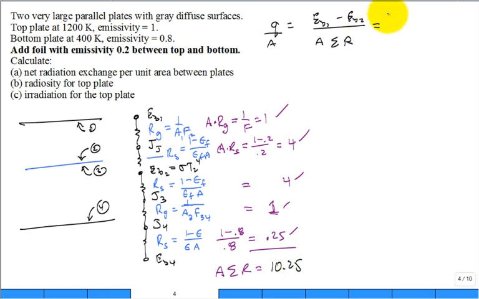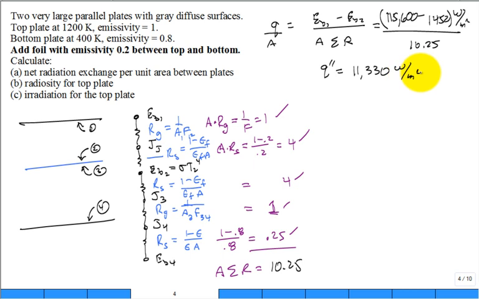So what we have is the same black body emissive potential for surface 1, which was 1200 Kelvin, which is, looking at my notes, 115,600 minus the, what is it for the bottom? 1,452. Both of those are watts per meter squared. You divide it by 10.25, and the flux for the new problem with the shield with the emissivity of 0.2 is 11,330 watts per meter squared. 11.3 kilowatts per meter squared.